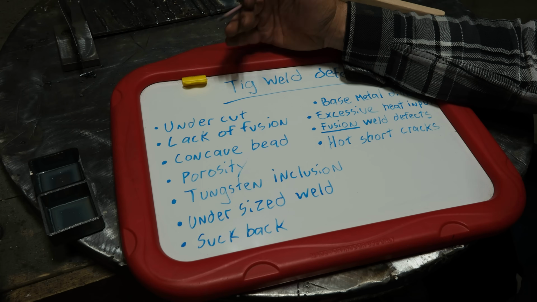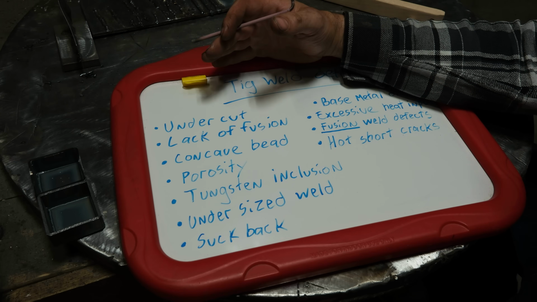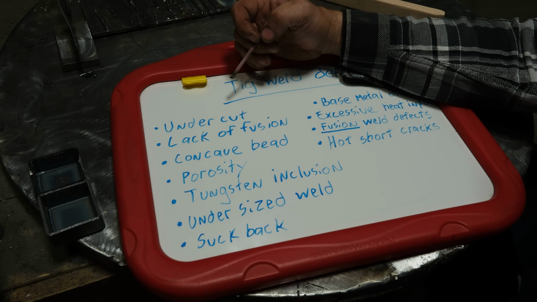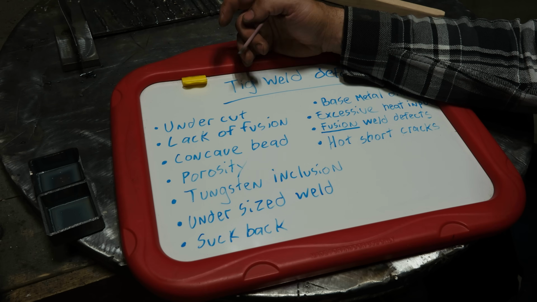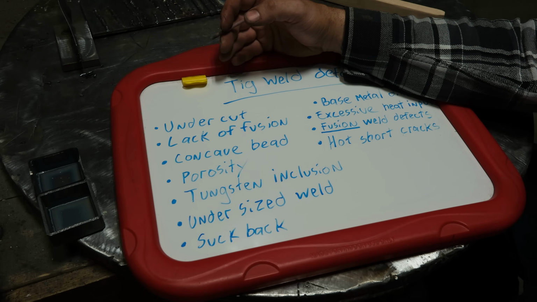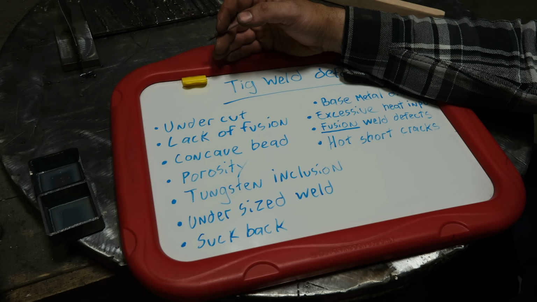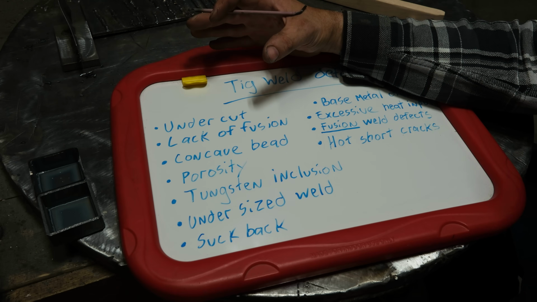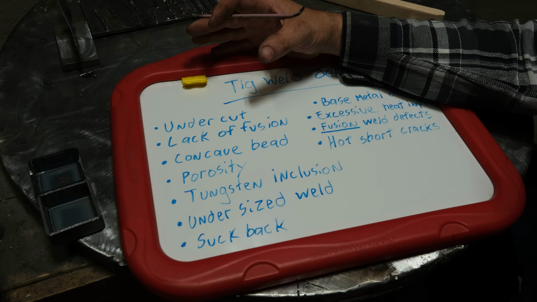If you have porosity issues still and your base material is clean, then you need to start looking at your argon. Do you have enough argon flow? Do you have a leak somewhere in your TIG hose? Are you running a big enough cup based on amperage? Those are all things that can contribute to porosity.